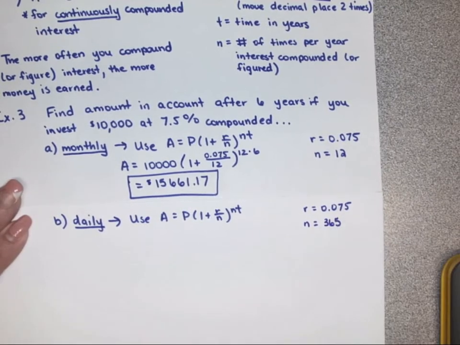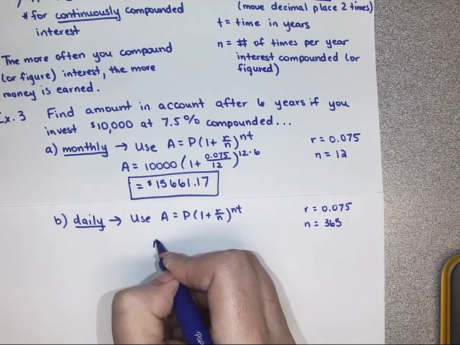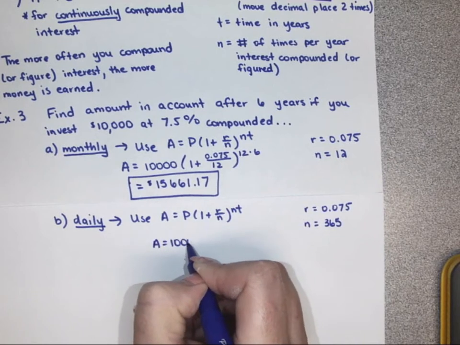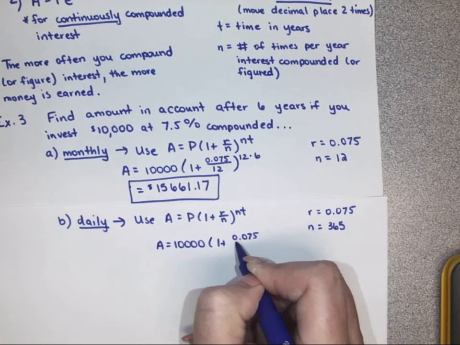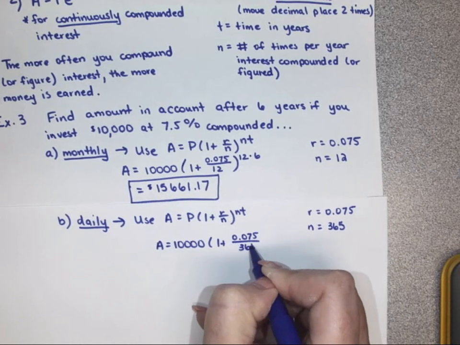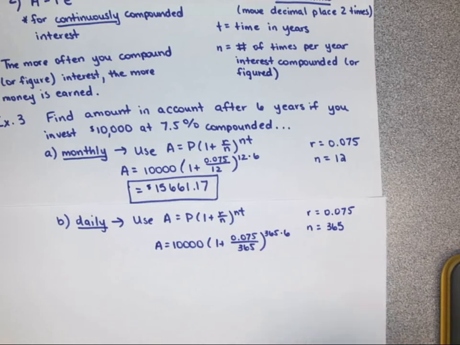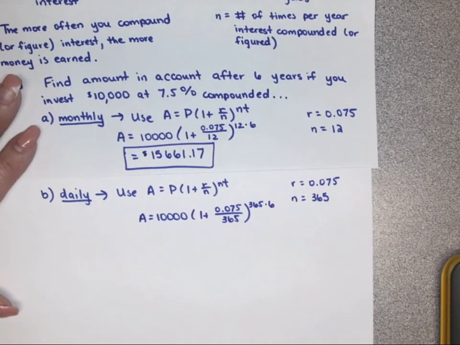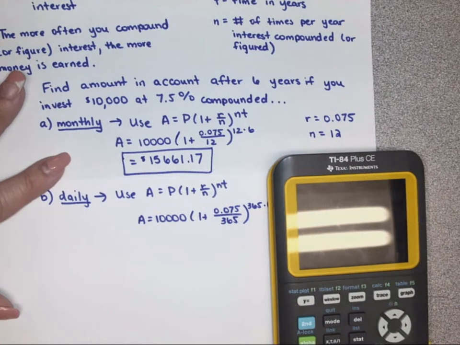Okay, and we'll talk about some other frequently used compounding periods too. But for daily, that's what we get. So notice we're going to do the same thing. So it's going to be A equals 10,000 times 1 plus the 0.075, but this time over 365, and then to the 365 times 6 power.